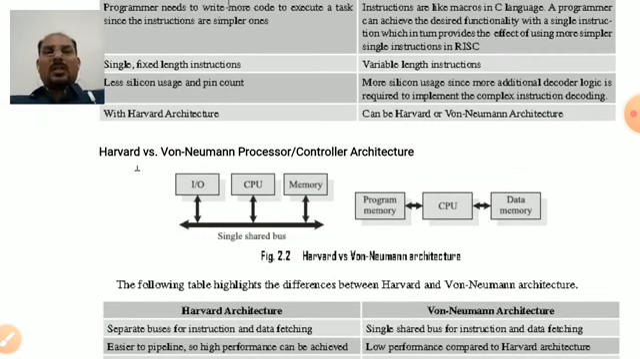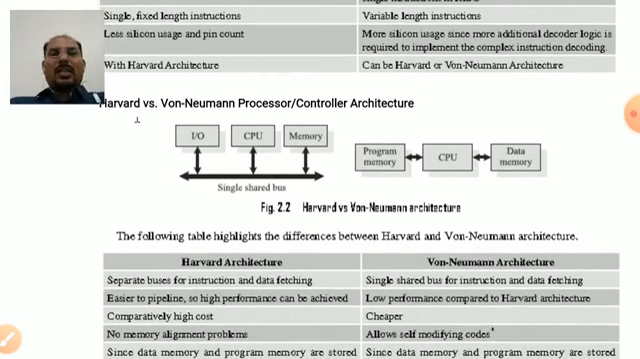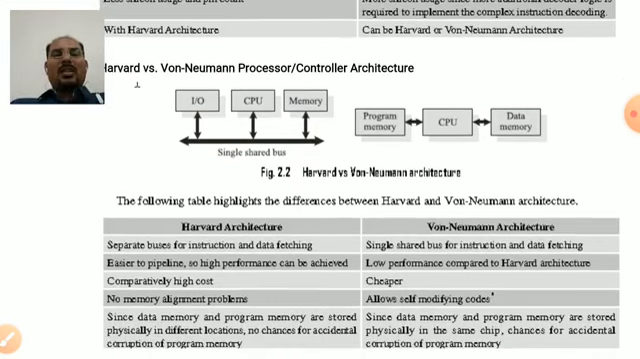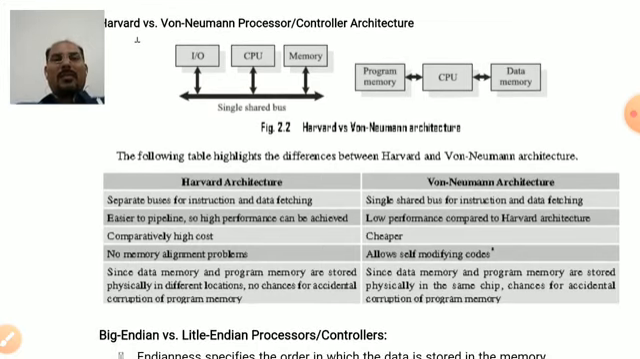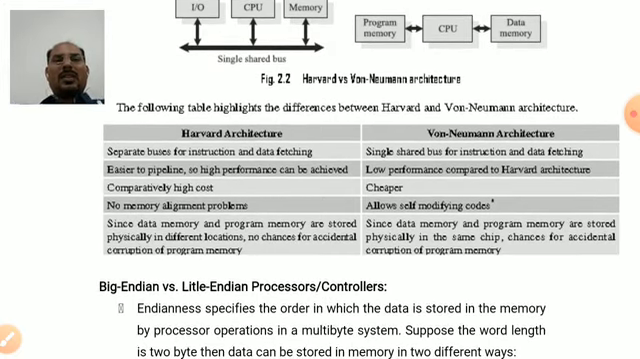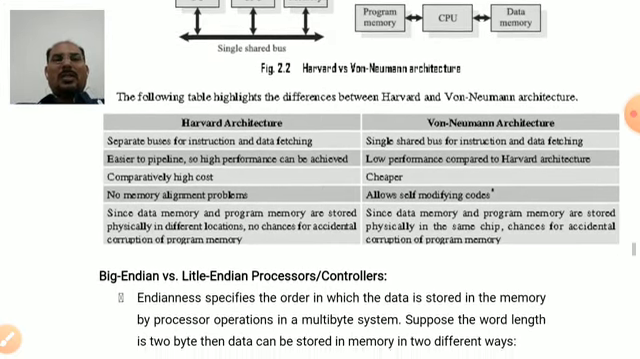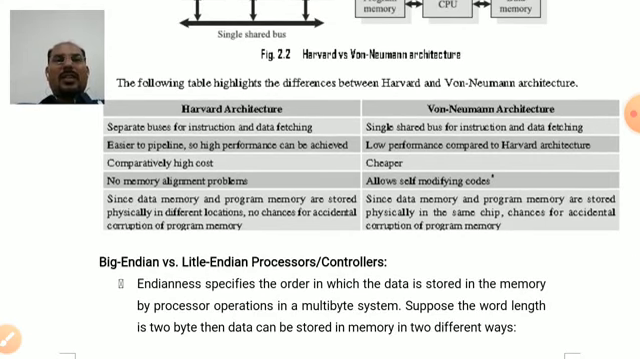Now we'll discuss what Harvard and Von Neumann architecture are. Look at the diagrams. The left one is the Von Neumann architecture, where a single shared bus is used between the CPU and the memory, whereas in the Harvard, 2 separate buses are used between the CPU and program memory and data memory. See the difference. Harvard architecture has separate buses for instruction and data fetching. Here, a single bus for instruction and data fetching.